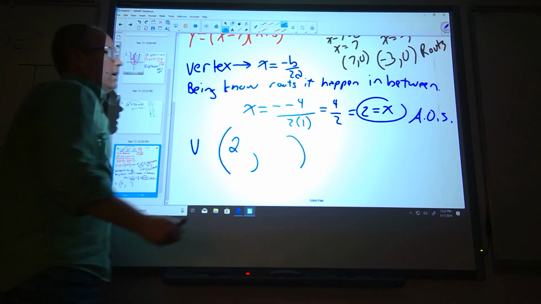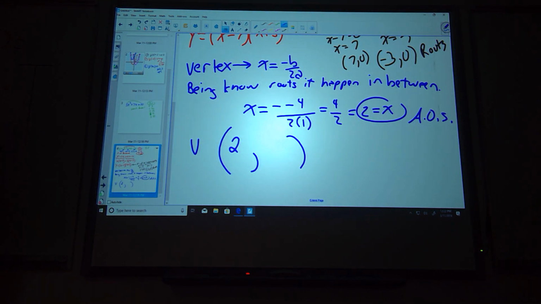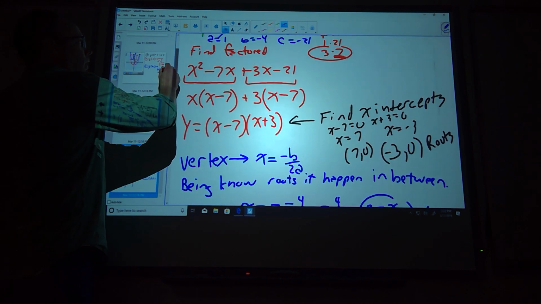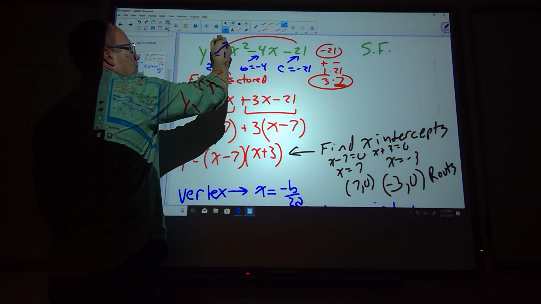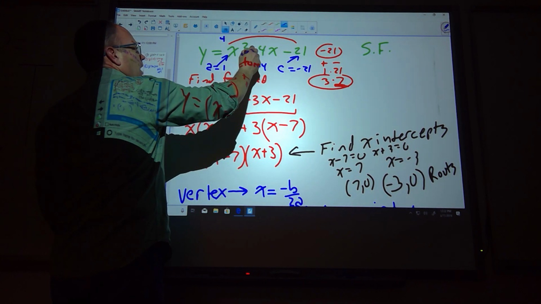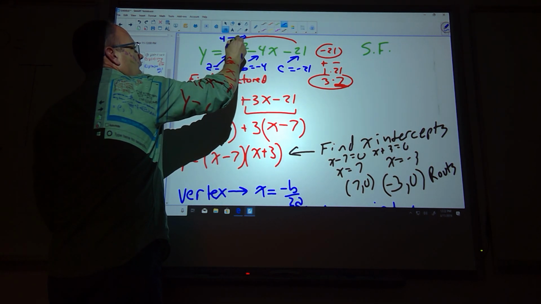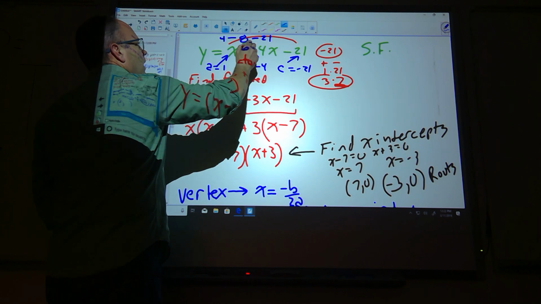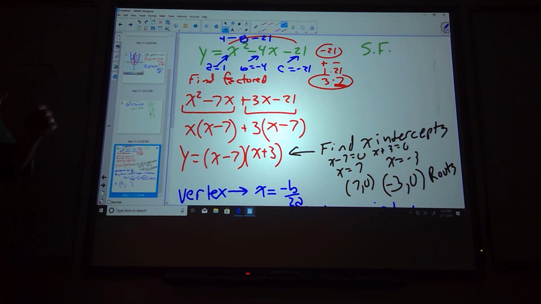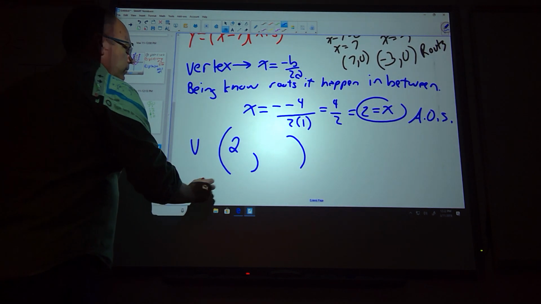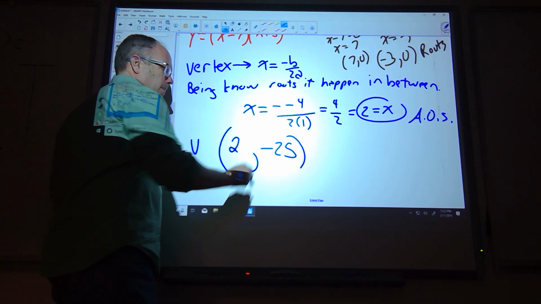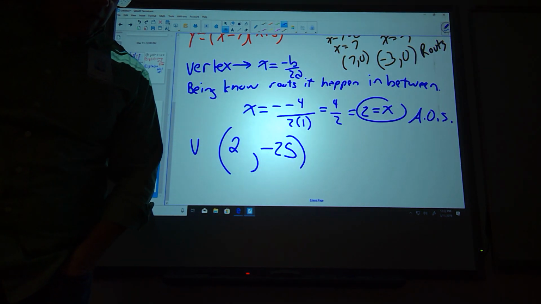How do I find the y component of my vertex? Plug it in. I can plug it into my factored version or my original. It doesn't really matter. So I'm going to take 2 and I'm going to plug it in right up here. So I get 2 squared, which is 4. Negative 4 times 2 is negative 8 minus 21. Let's see. 4 minus 8 is negative 4. Negative 4 minus 21 is negative 25. So that'd probably be way off the graph.